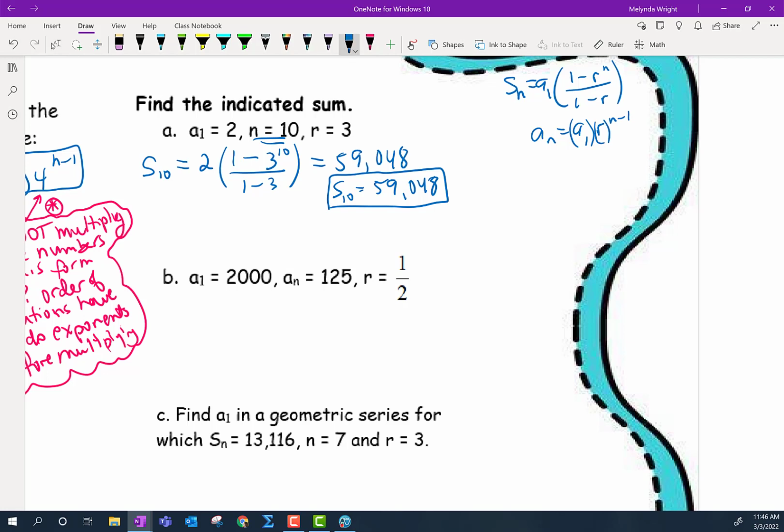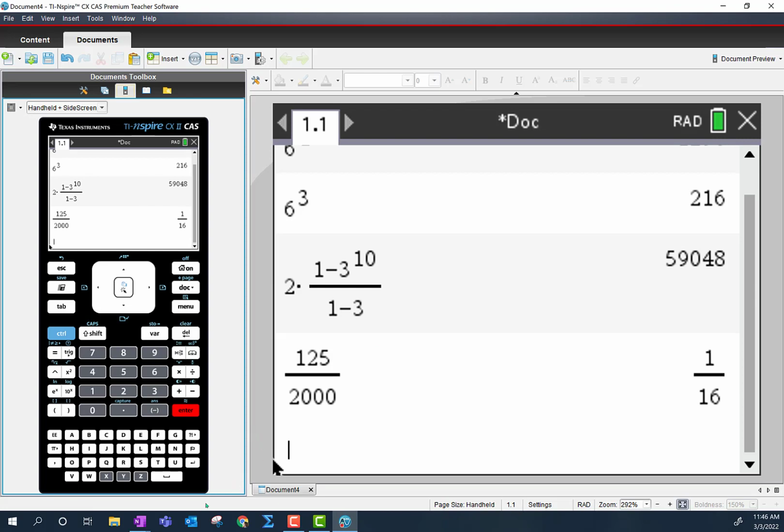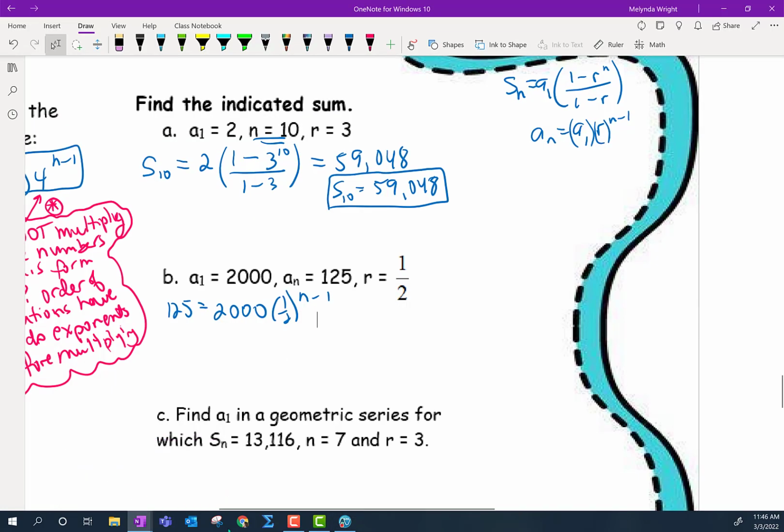A sub n, so we're going to use this one right here, is 125 equals a sub 1, they gave us that, 2,000, and then r, oh, they gave us r, 1/2 to the n minus 1. And we don't know what n is. All right, so what we need to do is figure out how to solve that. First thing I would do is 125 divided by 2,000. Well, let's go to our calculator. So 125 divided by 2,000. 1/16. Okay, so let's go back over here. So that's 1/16 equals 1/2 to the n minus 1.